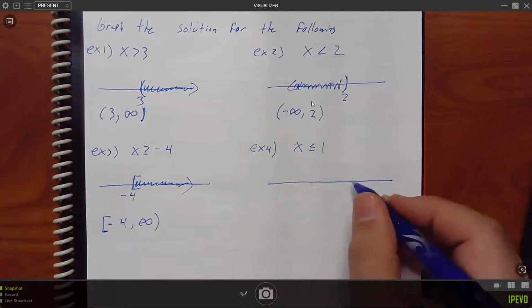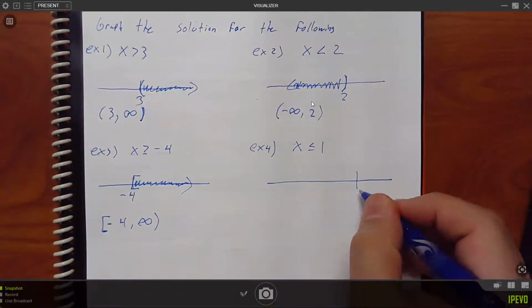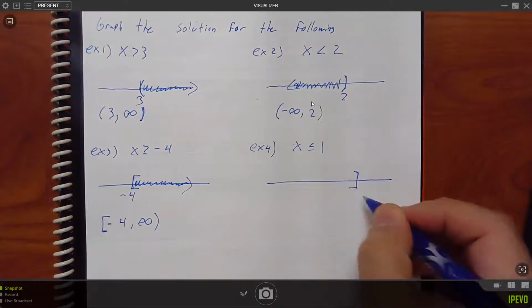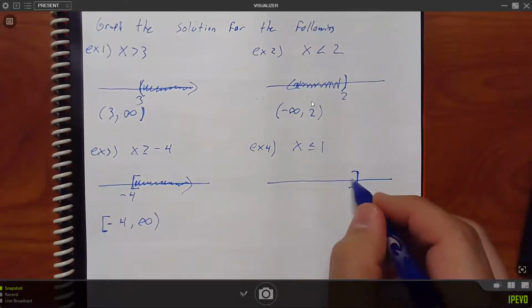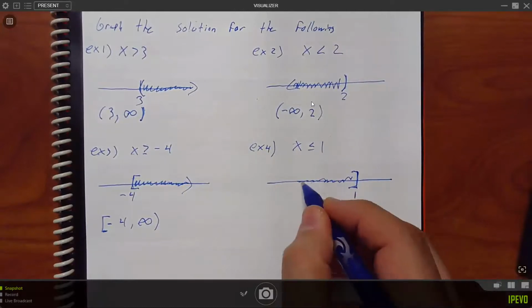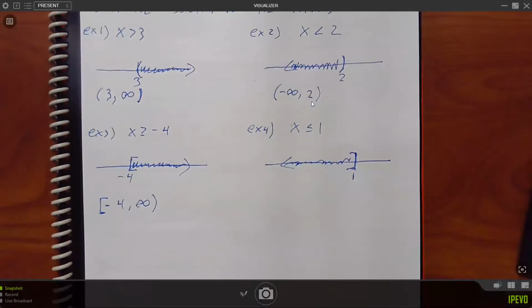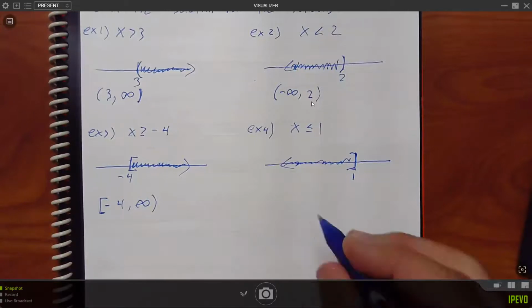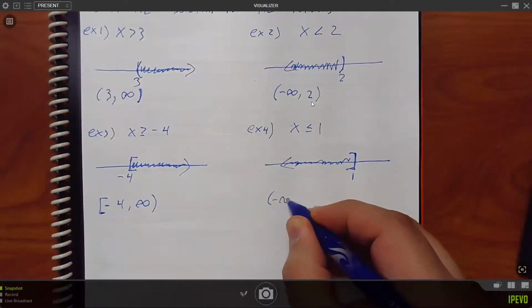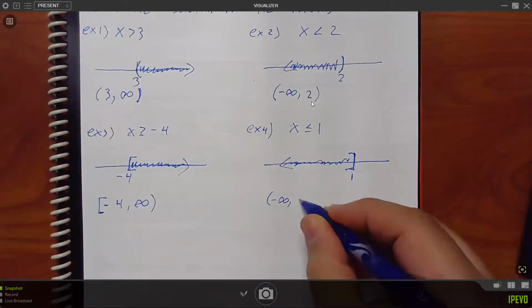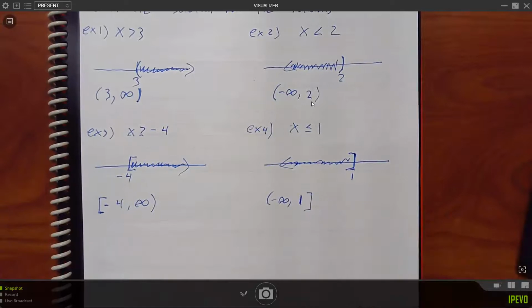So let me give you the picture here. Here's one. And I keep going to the left, right? So what is the interval for this one? What do you think? Negative infinity up until when? Yeah. But we put our bracket, right?